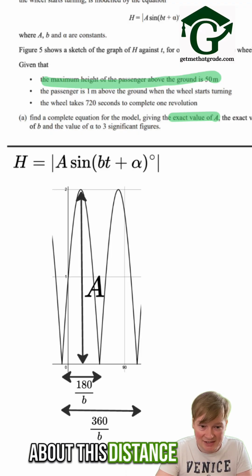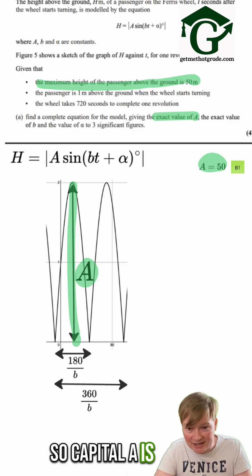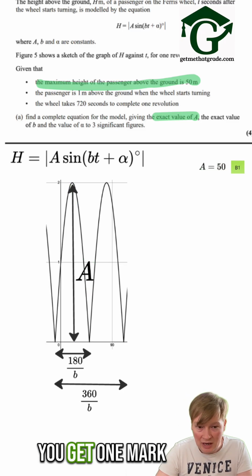That's talking about this distance here, which corresponds to this distance here on the diagram. That is capital A. So capital A is 50. If you realise that, you get 1 mark.